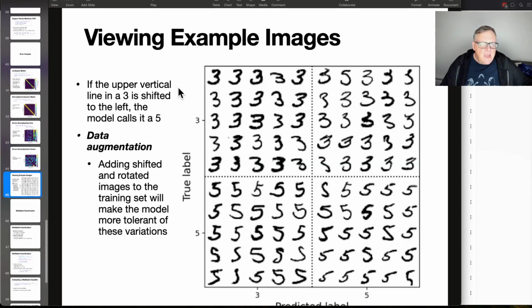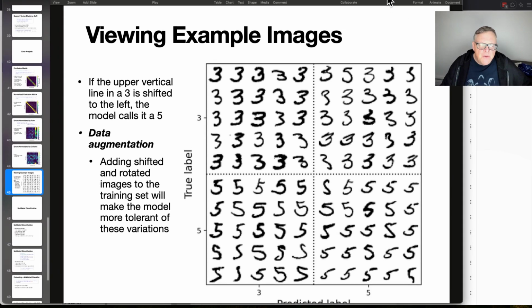All right. And so you can view example images of these. So these are 3s. And you can see that these are 3s that are correctly identified as 3s. These are 5s that are correctly identified as 5s. It's the predicted label on the bottom. So if it's really a 5, when it calls it a 3, these are what 5s look like that it calls a 3, and these are what 3s look like that it called a 5.